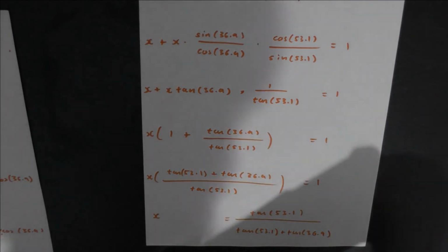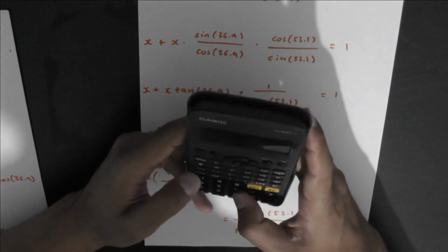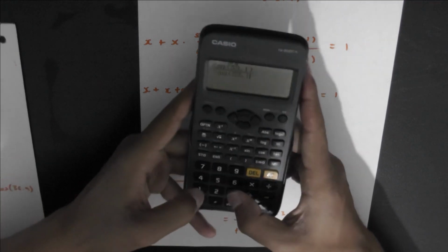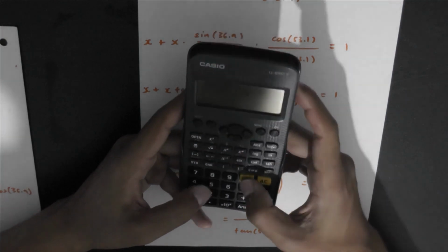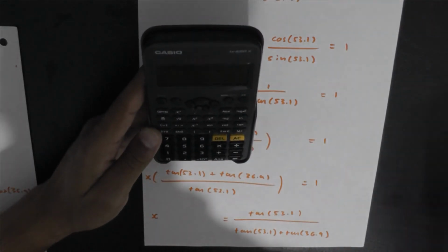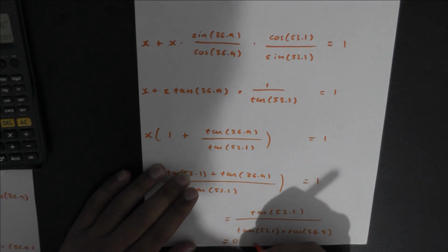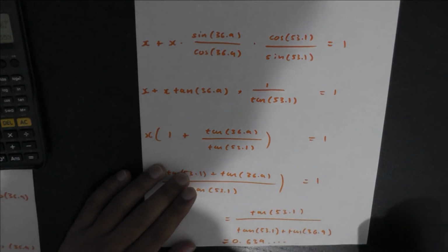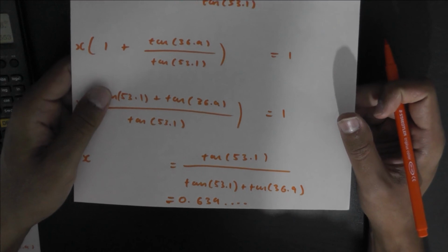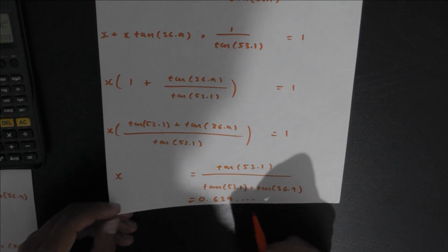So now all we have to do is put it into our calculator and find out whether this is the shorter side or not. So tan 53.1, make sure your calculator is set to degrees, over tan 53.1 plus tan 36.9. And we get 0.639. So we can obviously tell that this is not the shorter side. This is the longer side, sorry. So the longer distance, and that's not what we want. We want the shorter side, right? So that means if x is the longer side, then y must be the shorter side.